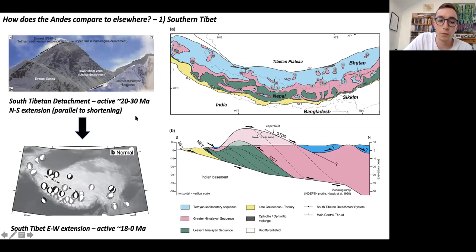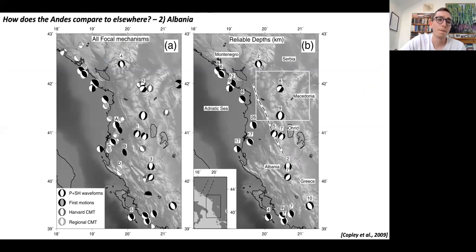And that's changed more recently and is now overprinted by north-south trending normal faults that are accommodating east-west extension. That's range parallel extension. So that's telling us that the kinematics of deformation in this setting has changed within the past 20 million years or so. So it's interesting to see that we've had similar shifts and similar changes in the kinematics in this particular setting.